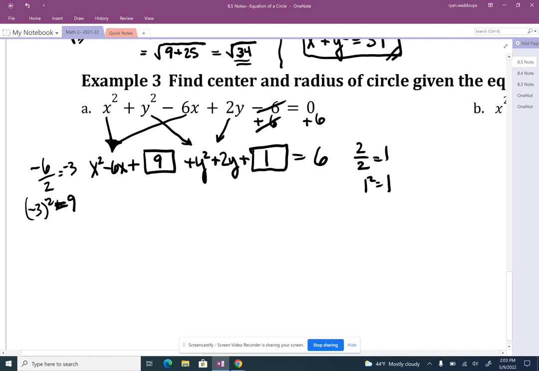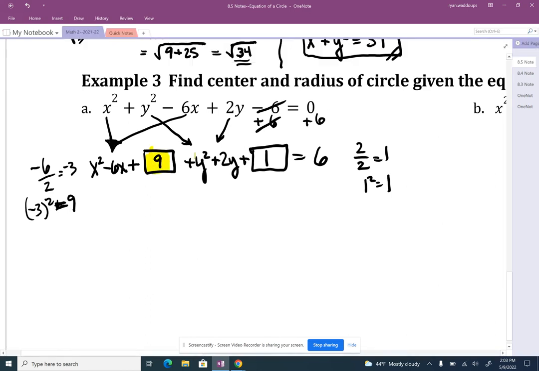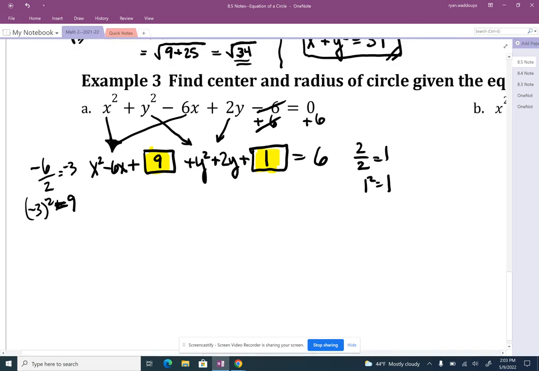Now, let's think about this for just a second. If I'm adding 9 and I'm adding 1, that means to the left-hand side, I have added 9 plus 1 or 10. So I have to then also add 10 to this side. Adding 9, adding 1 is adding 10 to the left, and then I've added 10 to the right, and that's what I've got.